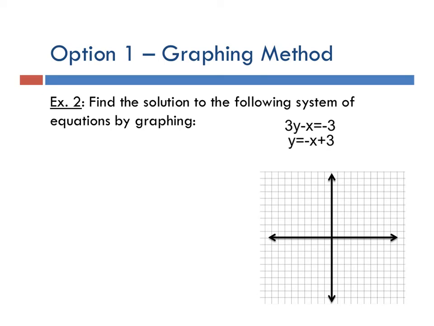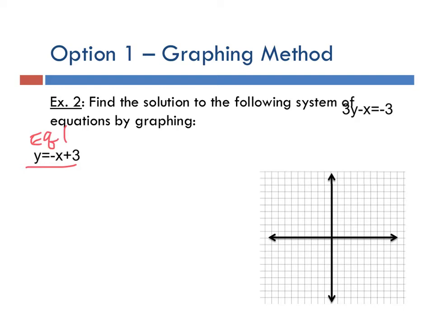Alright, so welcome back to the next example, and it's find a solution of the following system of equations by graphing. Same exact type of question, different numbers. So let me actually start off with, let's do this one. This one's easier. So y equals negative x plus 3, let this be equation 1.